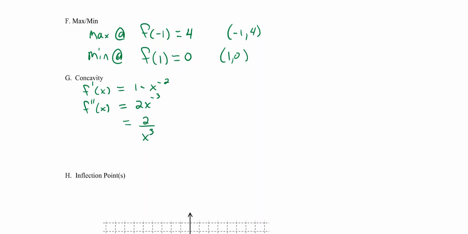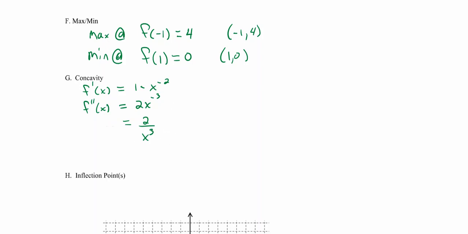All right, so set this equal to 0, and you'll probably figure out this doesn't seem to be working. I can't really solve for x in this case. This is actually telling us something: that there is no inflection point on this graph.